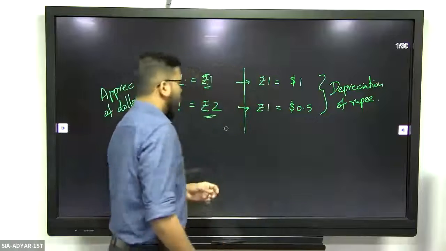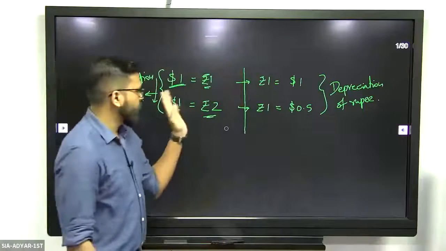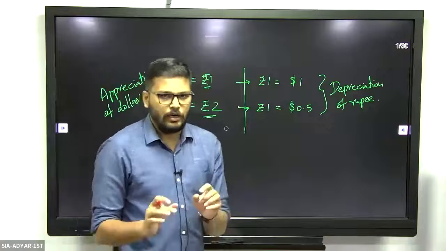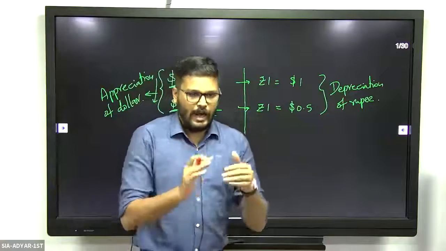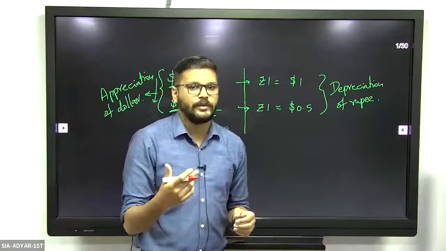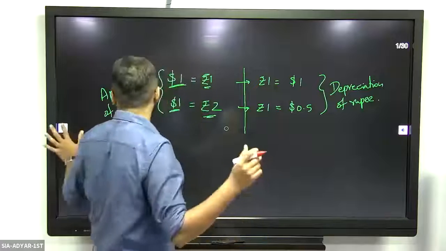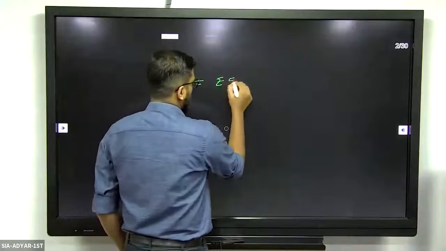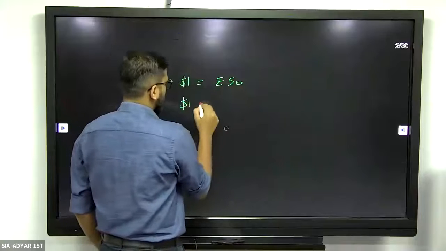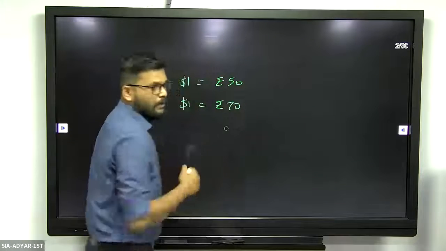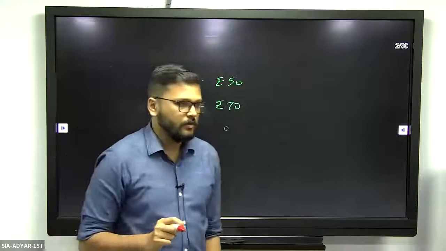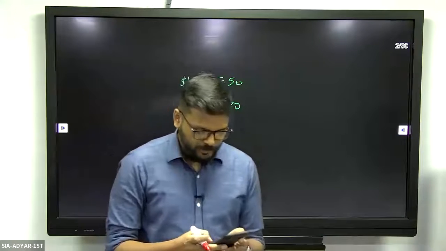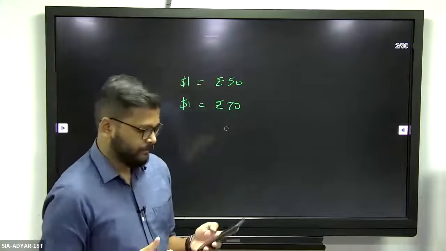So that is the difference between appreciation and depreciation. Simultaneously, if you are given an exchange rate and a change in exchange rate, and you are asked whether it is appreciation or depreciation. Now, can you tell me, $1 is equal to 50 rupees, $1 is becoming 70 rupees. What is happening here? Appreciation or depreciation?